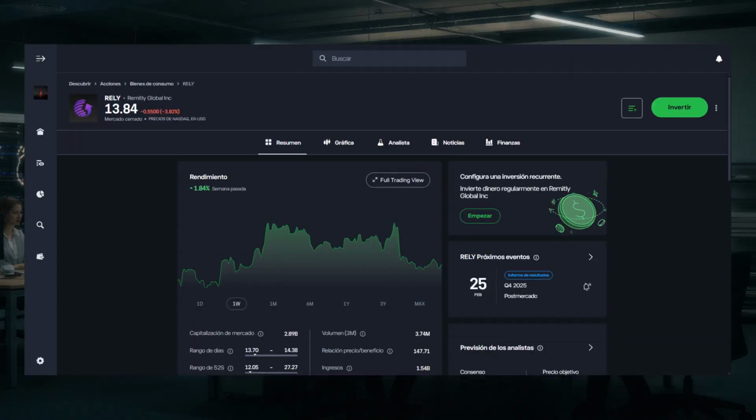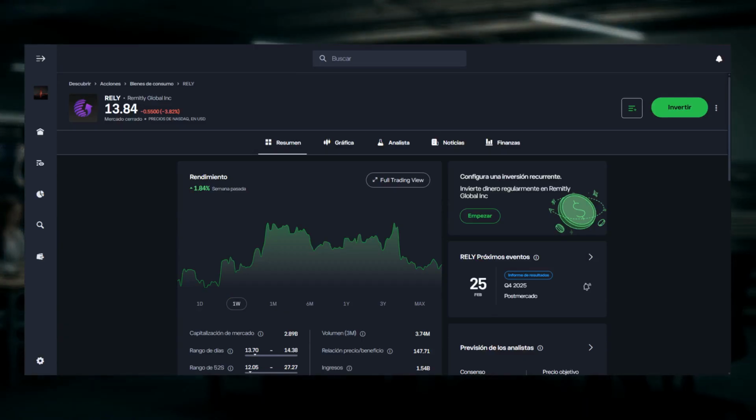On the stock page, review basic company information and the recent price chart to understand recent movement. Double-check the company name, NASDAQ market, and ticker RELY to confirm it is the right asset.